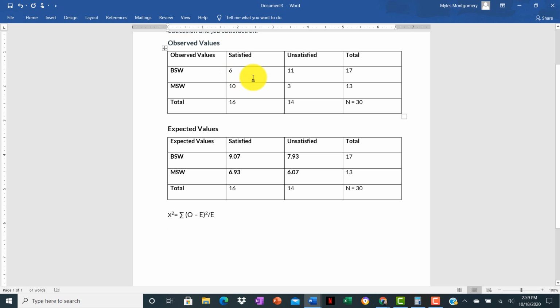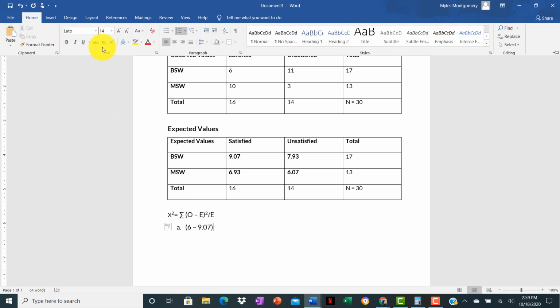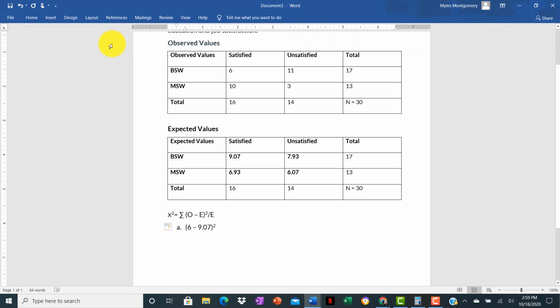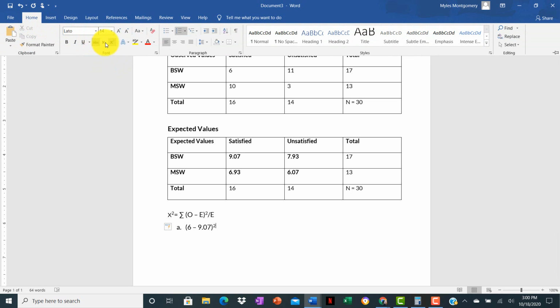Sometimes I call this the A cell because it's the one I begin with. So I'll go ahead and just do that today. Here's the A cell. And how we do it is we follow our formula right here. We take the observed value, which is 6, and subtract from it the expected value, which is 9.07. We have to notice that this is in parentheses, and it's also going to be squared, so I'll hit that squared key to remind us what we're doing.